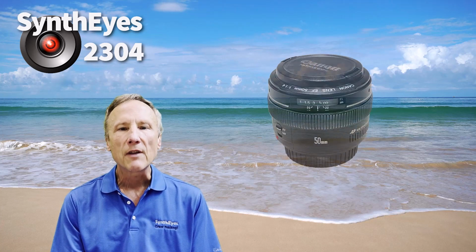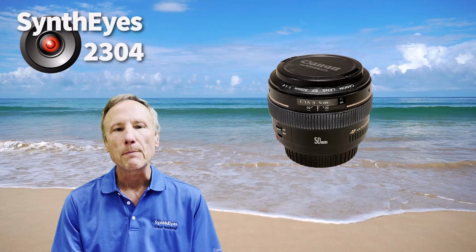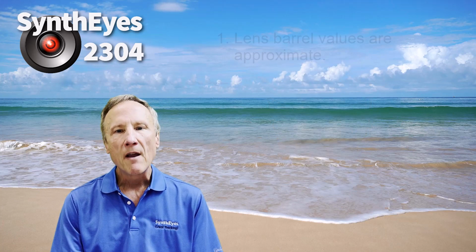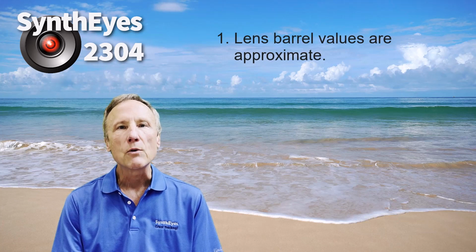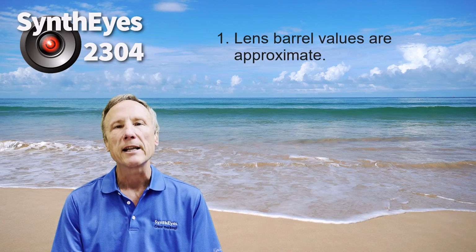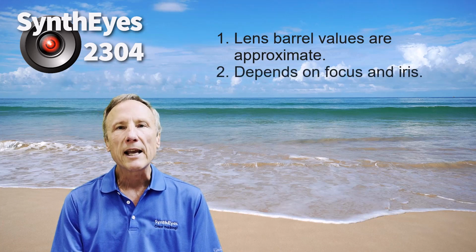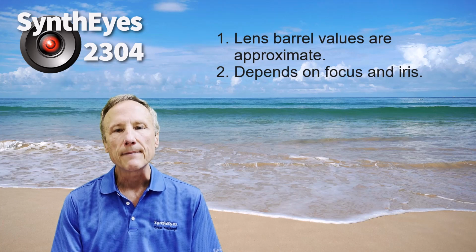Often, people want to compare their tracking results to the focal length shown on the lens barrel. This has always been tricky for several reasons. First, the lens barrel value is only an approximate plus or minus value, several percent. Second, it depends on the lens focus distance and, to a lesser extent, the aperture settings.